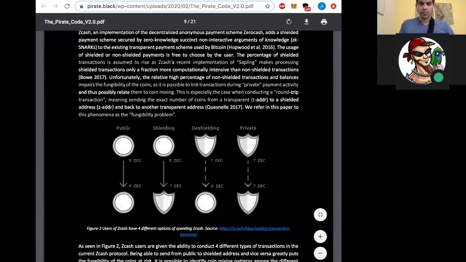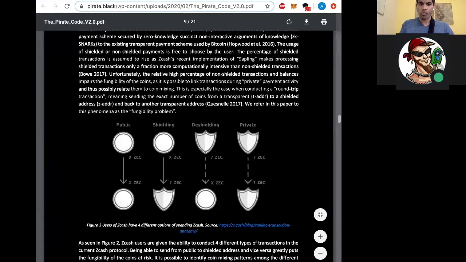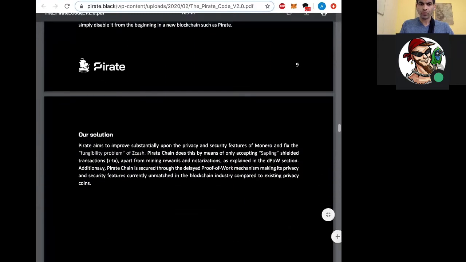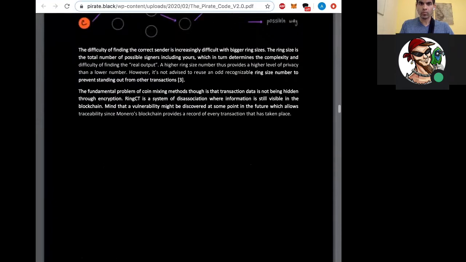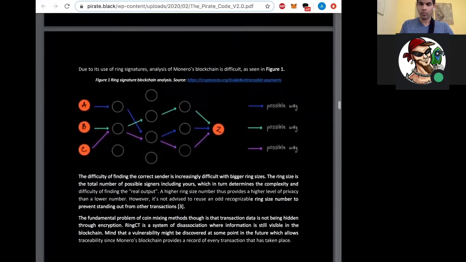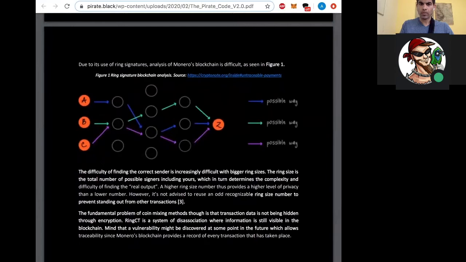Mm-hmm. In Monero's case, they have permanent privacy transactions, meaning that it's always private transactions. However, the anon set of Monero is 11, I believe, meaning that it's a lot easier to trace than any private ZK snarks transactions.